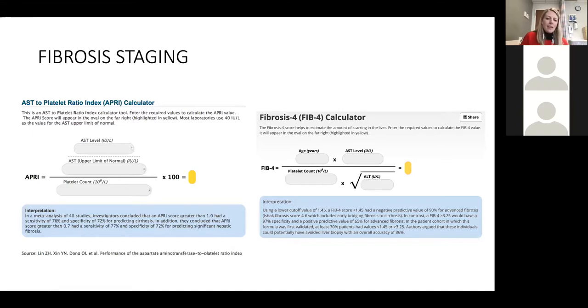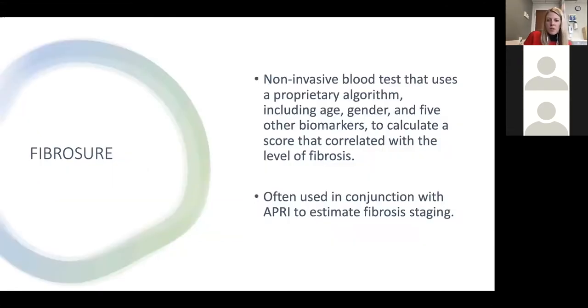So really anything that's 1.0 or greater has a sensitivity of 76% and a specificity of 72% for predicting cirrhosis. And then for your FIB4s, that takes into account your age, AST, platelet count, and ALT. And a score of greater than 3.25 has a 97% specificity and a positive predictive value of 65% for advanced fibrosis. You may also see folks send off a test that's called the FibroSure.